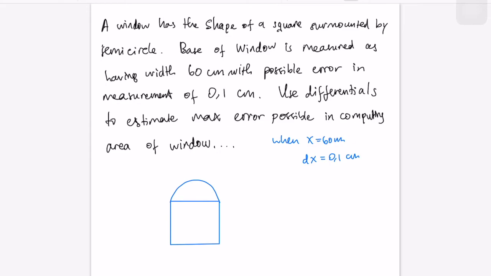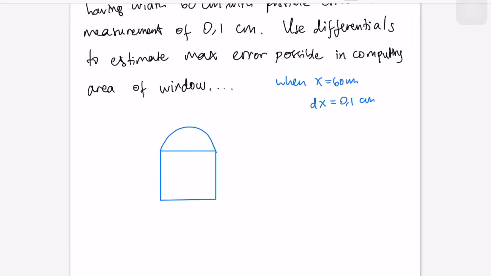And use differentials to estimate the maximum error possible in computing the area of the window. So we need the area of the window. In these terms, all the terms will have an x because it has the error, which means it has a certain rate of change. We also have x over 2 here. So we will have x squared, the area, plus the semicircle, which is half of pi times (x over 2) squared, or we can write this as plus pi over 8 x squared. Now we have this.